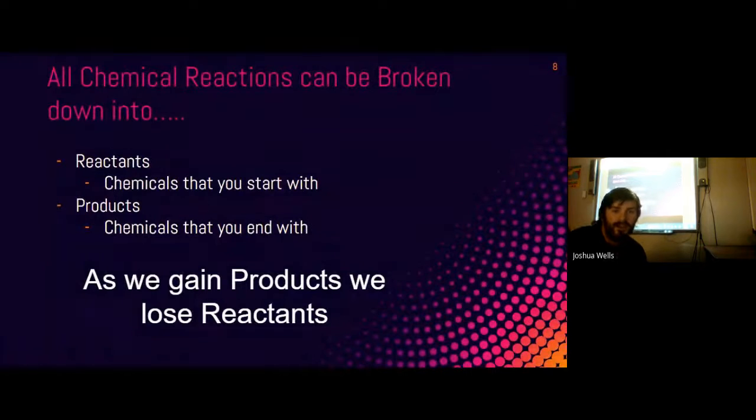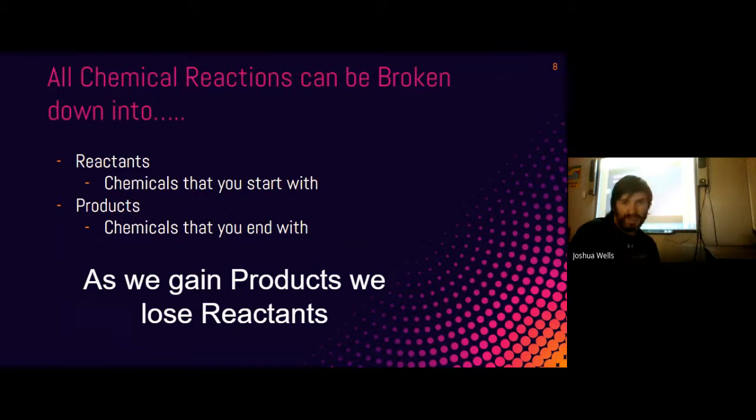All right. All chemical reactions can be broken down into two things, either reactants or products. Reactants are simply what goes into a chemical reaction, what you start with, your beginning ingredients, and your products are the chemicals that come out of it.